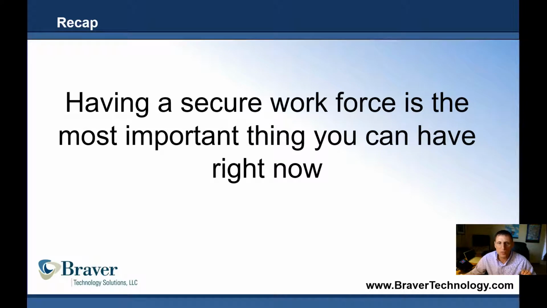Having a secure workforce is the most important thing you can have right now. I can tell you that when you go through penetration testing and all the different aspects of it, what they're looking for is social engineering. They're looking for all those weaknesses that you can find, that they can find. And it happens to big companies, it happens to small companies. Size is not necessarily your protection anymore. Your data is worth something and somebody's willing to go through the effort to get it. They're going to try and breach it.